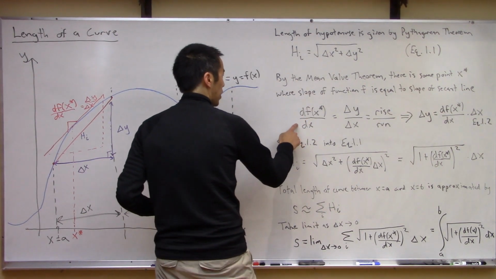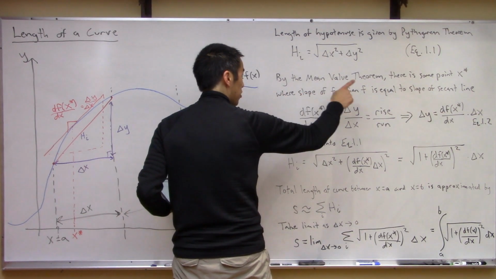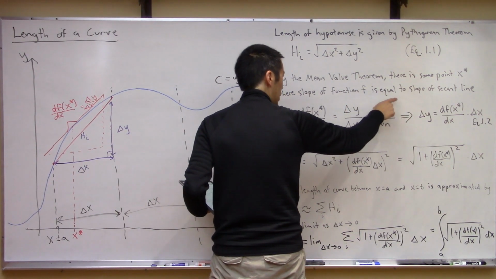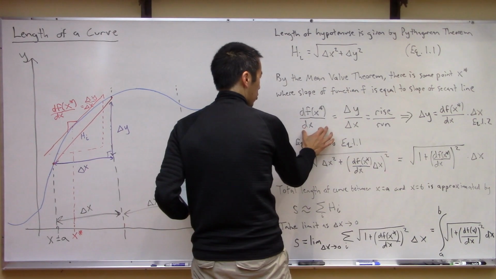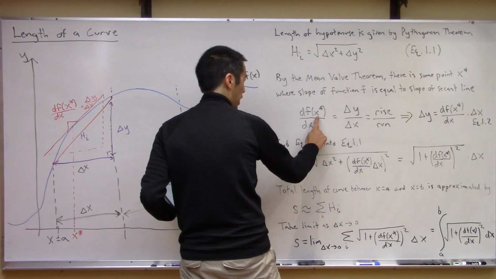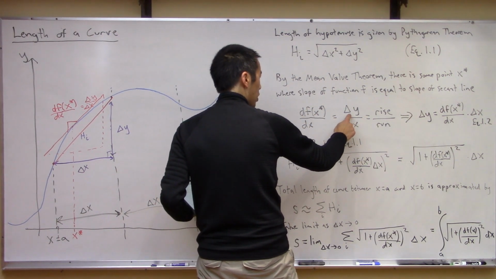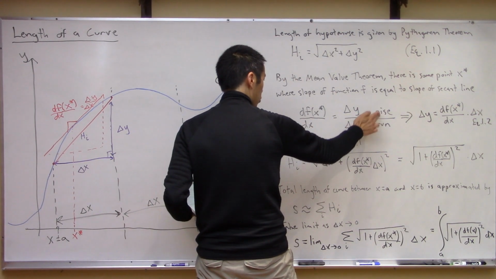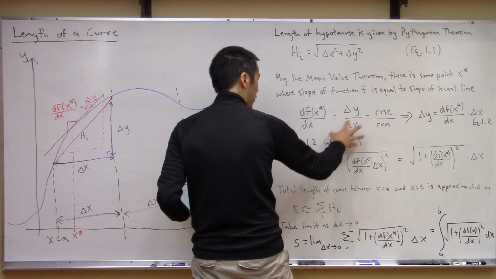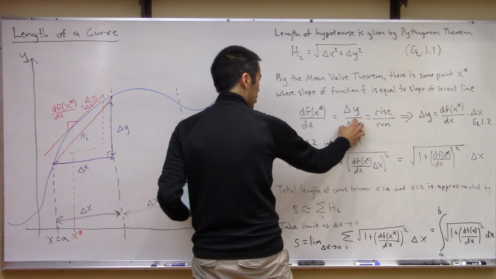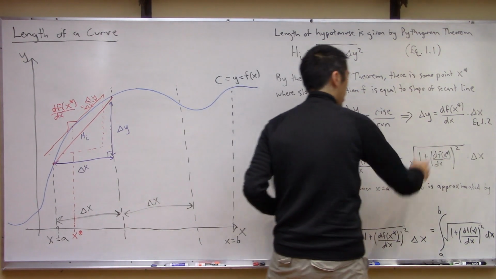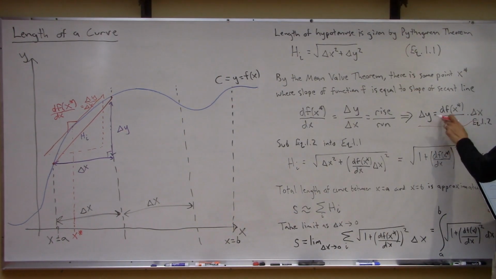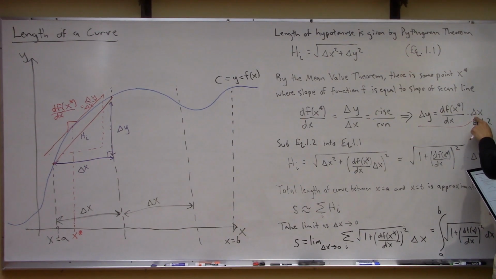So again, the mean value theorem is going to guarantee that there's some point x star where the slope of the function f is equal to the slope of the secant line. So we can write that the slope of the function at x star is equal to delta y over delta x, or just rise over run. If I solve this for delta y, moving delta x to the other side, we end up with this expression: delta y is the slope at that point times delta x.